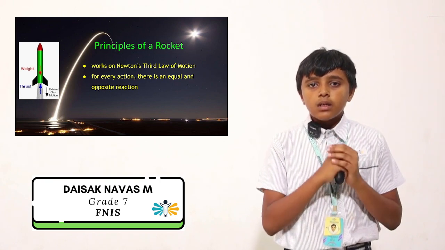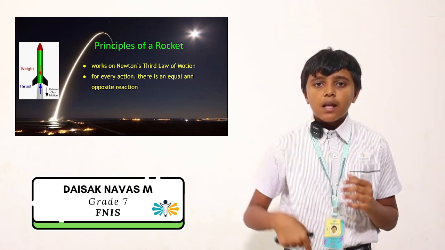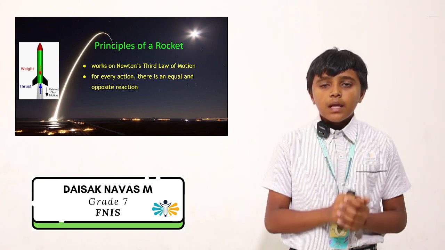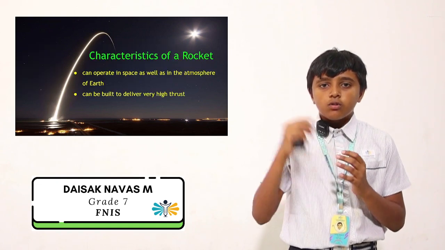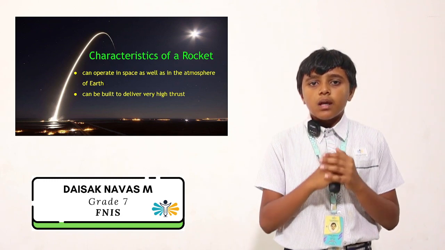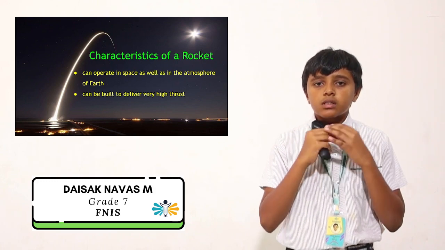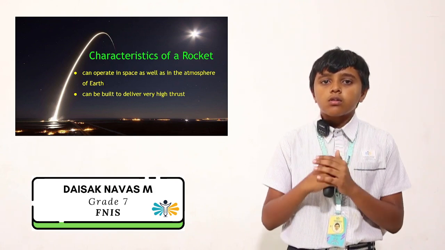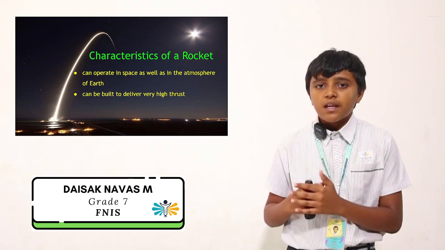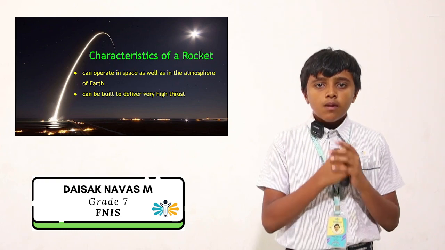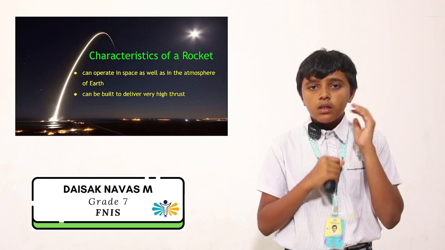Now we will see about its characteristics. A rocket can operate in space as well as on the surface of the earth. They can be built to deliver very high thrust. Rockets deliver satellites to space where they begin to do their important work. Without rockets, we wouldn't be able to use our cell phones, watch lots and lots of our favorite television shows, find out the weather forecast, or navigate with the global positioning system, which most of you use today, known as GPS.